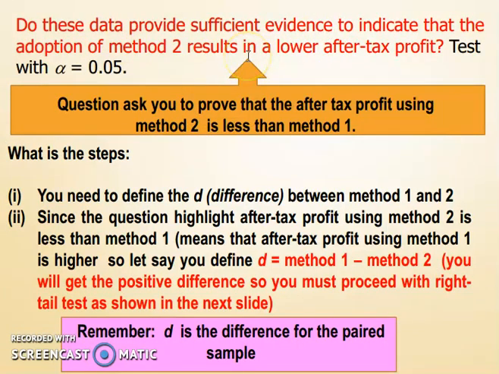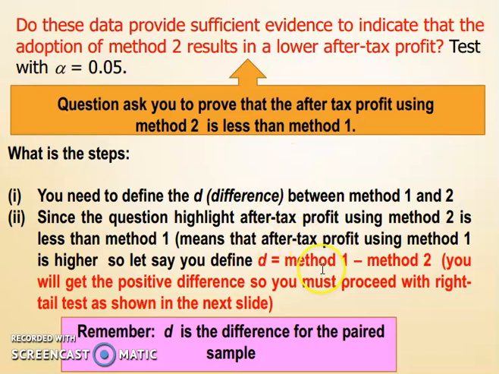So in this statement, it wants you to prove that the after-tax profit using the second method is less than the first method. Here we need to define the difference between the first method and the second method. The difference might be mu1 minus mu2, or x1 minus x2, or also x2 minus x1. Since the question says method 2 results in the lower after-tax profit, meaning that method 1 will give you higher after-tax profit.